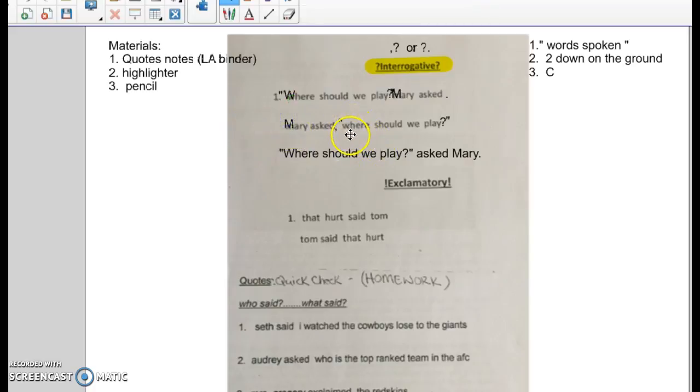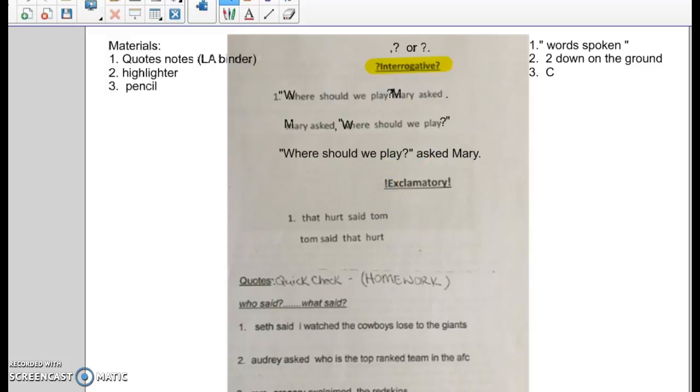Now here we have quotes. Do we need to capitalize this W? Well, think about it. What is the sentence that she said out loud? She said, where should we play? That is a sentence, so we need to capitalize it. Okay, so that's where you're going to capitalize after a set of quotation marks, because this is an actual sentence. Where should we play? It makes sense on its own.